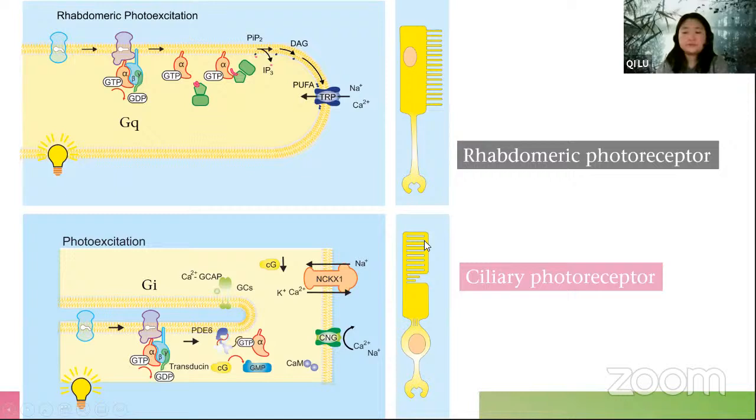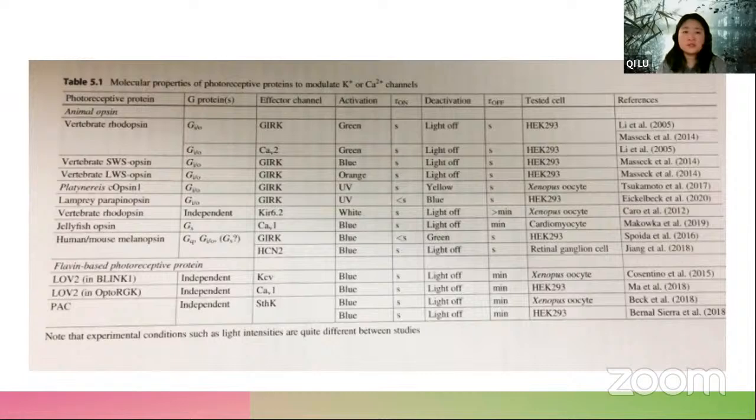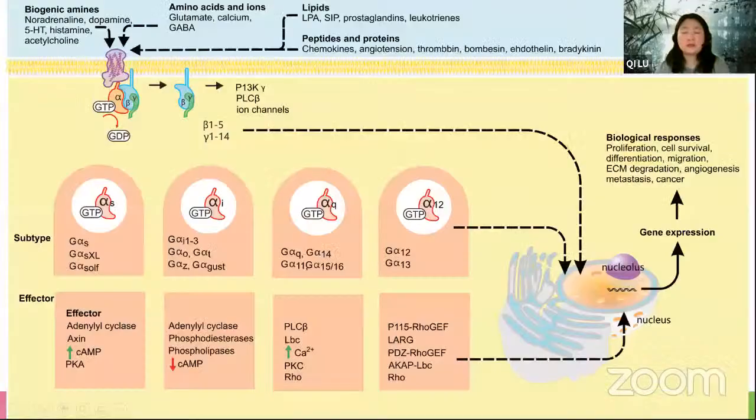To activate the target cells, people thought about applying other opsins from this group, like the R-type photoreceptor. In table one, the authors list a lot of G protein coupled opsins that can open a potassium channel, GIRK, or a voltage gated calcium channel. There are also some flavin-based photoreceptor proteins, whose effector channels are the L-type CaV1 voltage gated calcium channel.